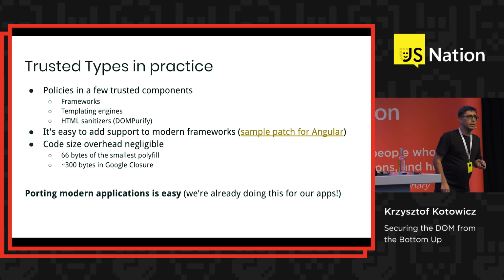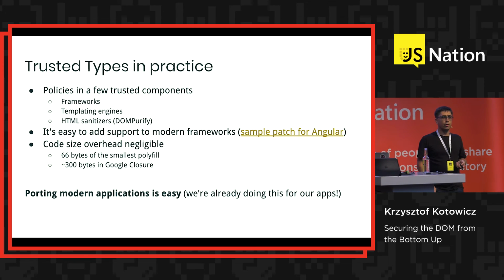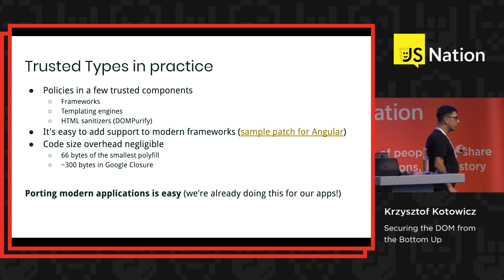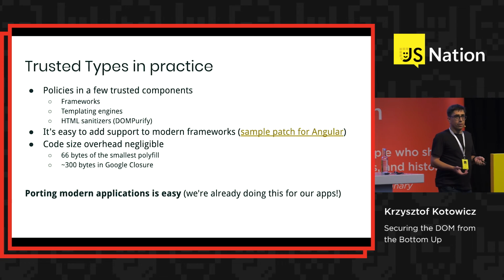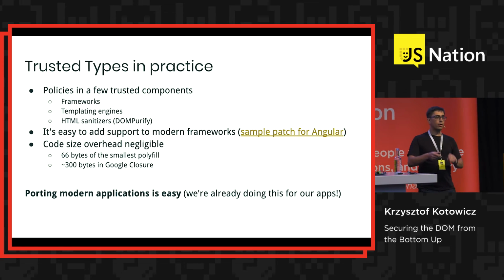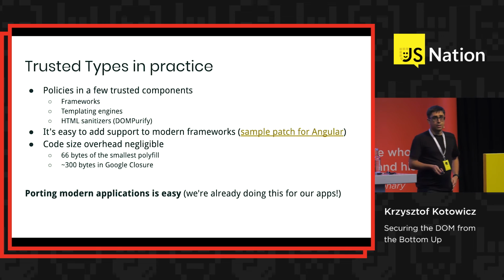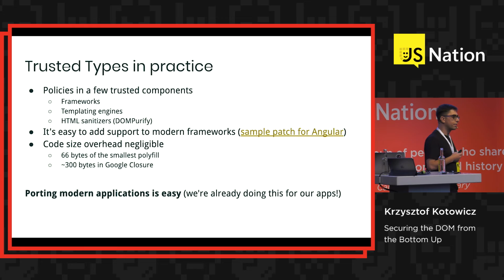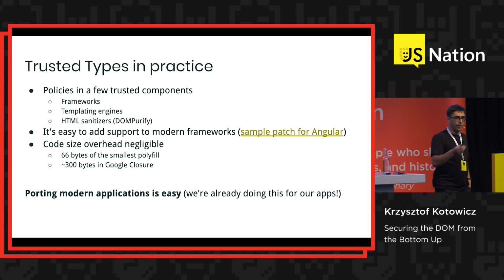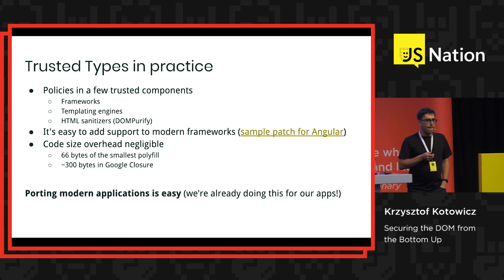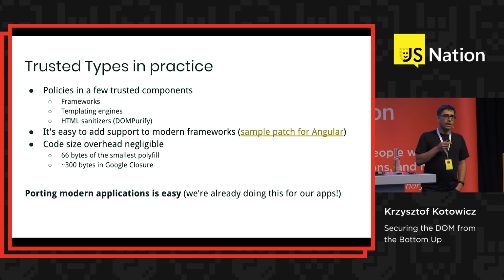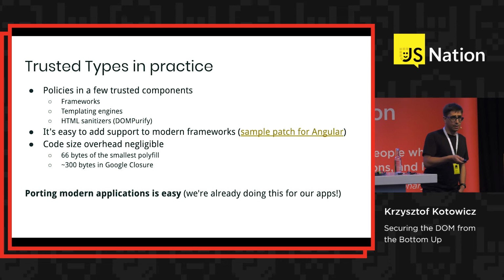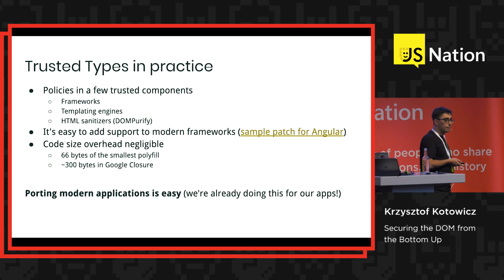It turns out that you only need to create the policies in a few trusted components that necessarily need to interpolate into the DOM some data, and those tend to be the frameworks, of course, at least the view layer of the frameworks, the templating engines, the ones that were client-side, or some security-sensitive code like code loaders or HTML sanitizers like DOM Purify. And it tends to be easy, because we did some experimentation, to add the support for trusted types in a secure way to the frameworks.